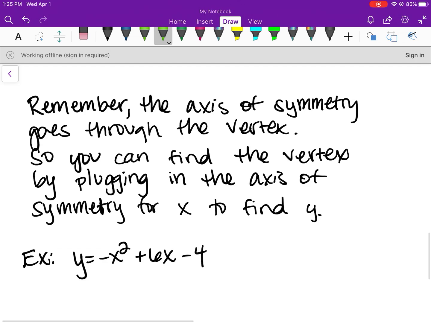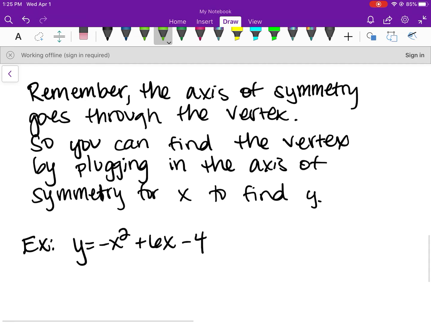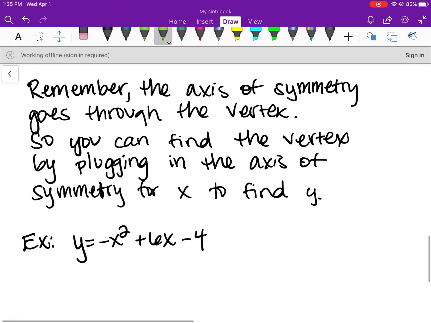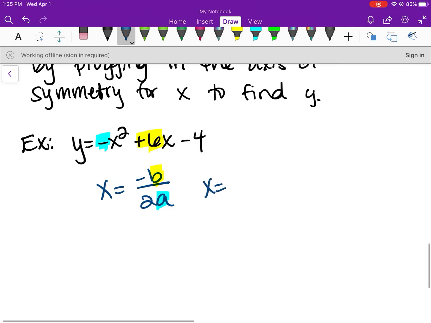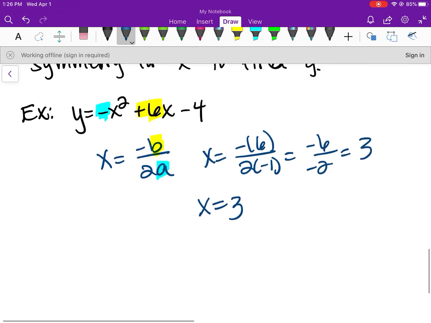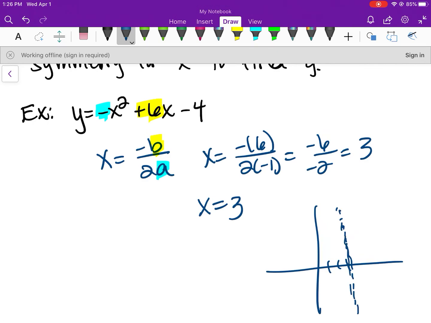Remember, the axis of symmetry goes through the vertex, so you can find the vertex by plugging the axis of symmetry in for x to find y. Let's find the axis of symmetry here. x equals negative b over 2a. Again, b is 6 and a is negative 1. So x equals negative 6 over 2 times negative 1, which is negative 6 over negative 2, which is 3. So the axis of symmetry is 3. If I sketch a graph here, the middle of the parabola is right there, at x equals 3, and my parabola is going to be symmetrical about that line.